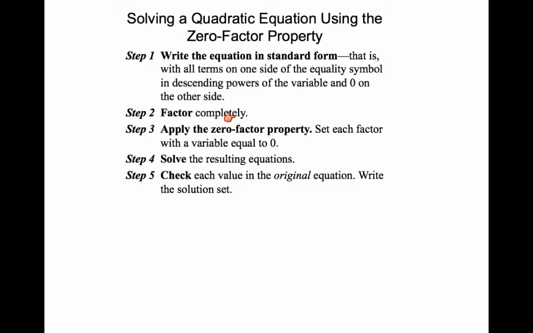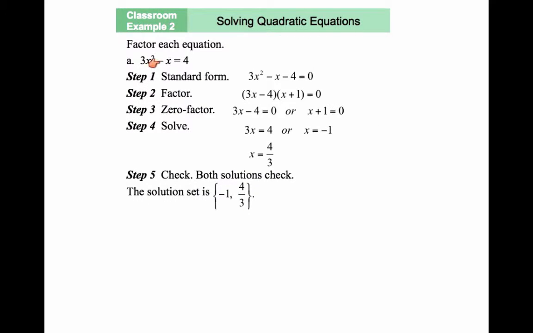That's the form. Step number 2, we want to factor completely. Remember, you don't want it to be adding and subtracting each other. In order to use the zero factor property, you have to factor them, let them be equal to multiplying each other. Step number 3, apply the zero factor property, set each factor with a variable equal to 0. Step number 4, solve the resulting equations like we did earlier. And step number 5 is check each value in the original equation, and write the solution set, usually in those brackets. Let's take a look at the example.